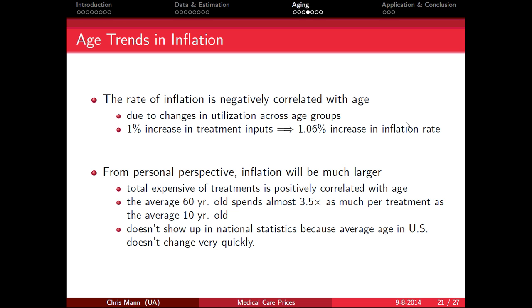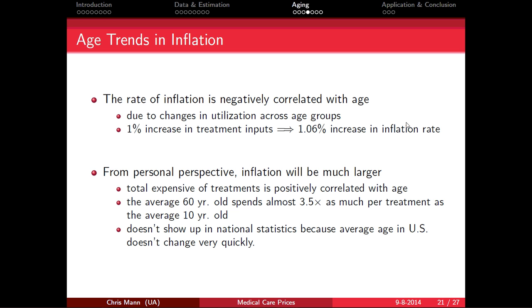Now, from a personal perspective, though, like I said, the inflation rate's going to be much larger. And that's because the total expense of treatments is positively correlated with age. Right? So if you look at, say, a 60-year-old individual in our sample, he spends roughly 3.5, almost 4 times as much for each treatment as the average 10-year-old, right? Which makes a lot of sense.